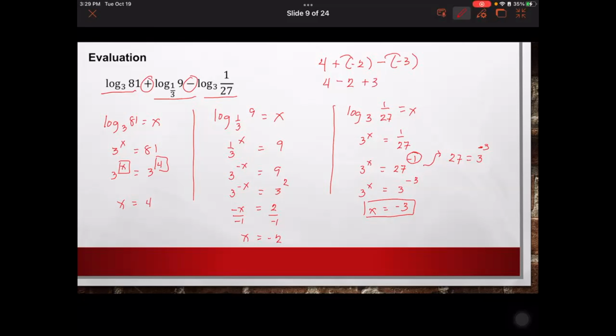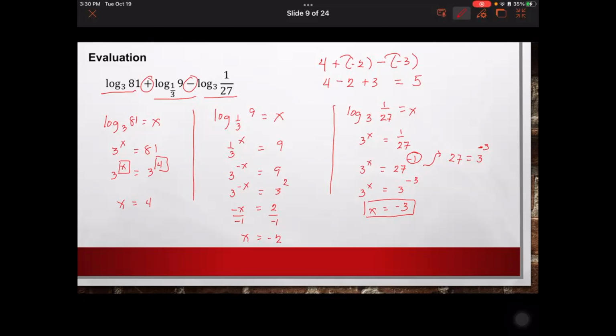So, kunin natin yung pinaka total. 4 minus 2 plus 3. What will be the answer? 5 po. 5. Opo. Okay, so the answer will be 5. So, 4 minus 2 plus 3 ay 5. Why it's 5? So, magkakaroon tayo ng negative 2 plus 3 ay positive 1. Tapos, plus 4, this will be 5. So, yun ang pinaka-answer ko. Question?